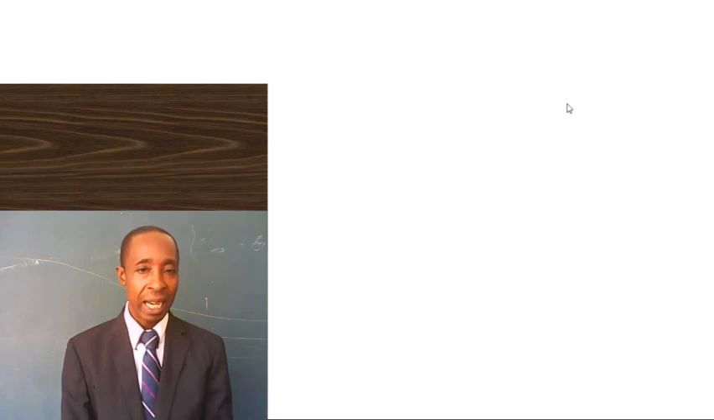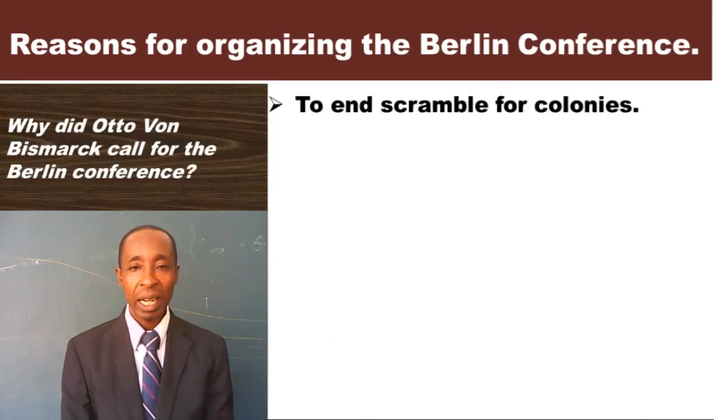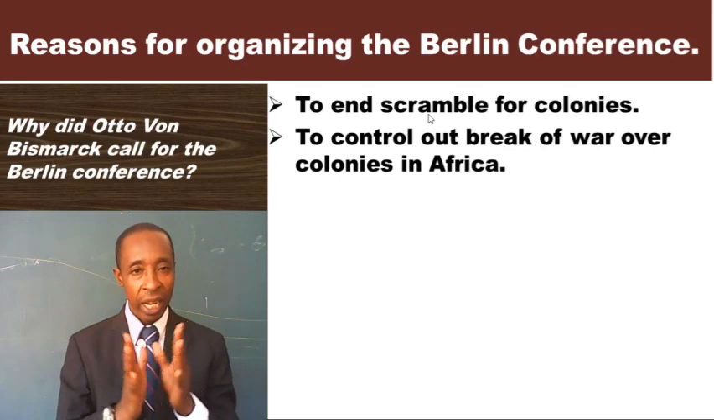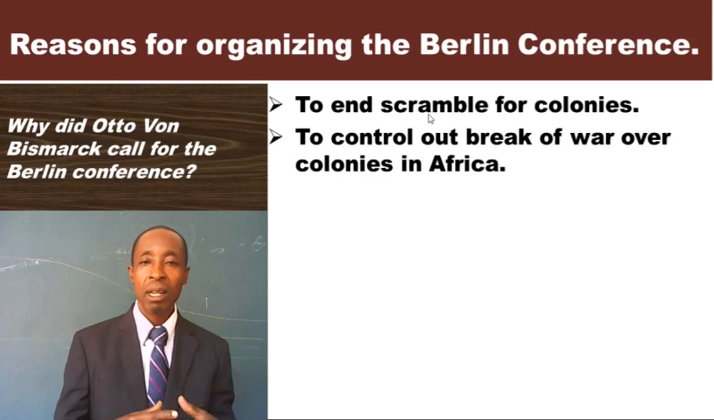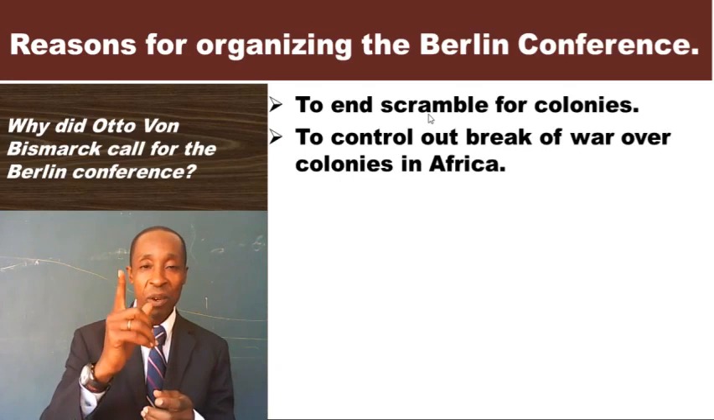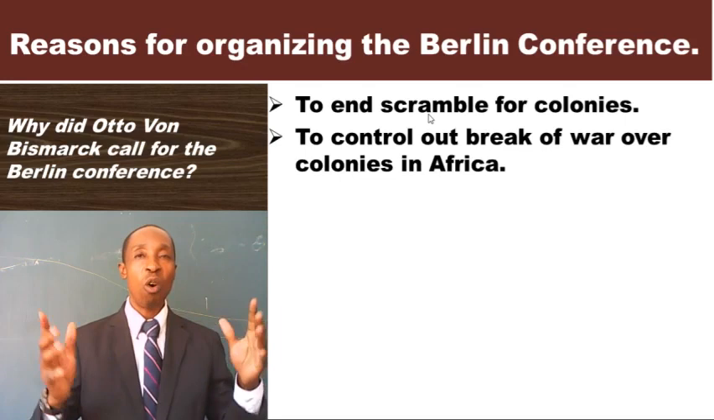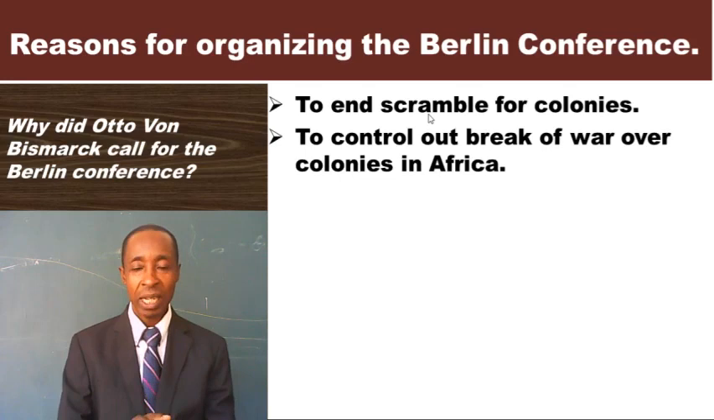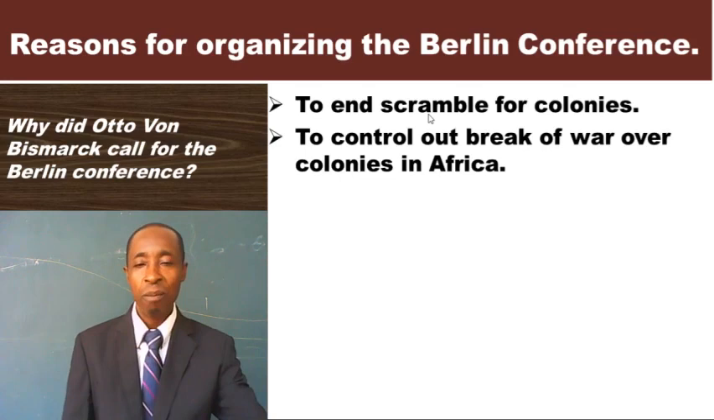The second aspect is to avert war in Africa over colonies, to control the outbreak of war over colonies in Africa. It is true that war was imminent in Africa if it wasn't for the Berlin Conference. Britain, France, Germany, each was struggling as hard as possible to take the biggest share of what they referred to as a dark continent, a place that they neglected so much and called all sorts of names. So it's true that the Berlin Conference was intended to control the outbreak of war here in Africa.